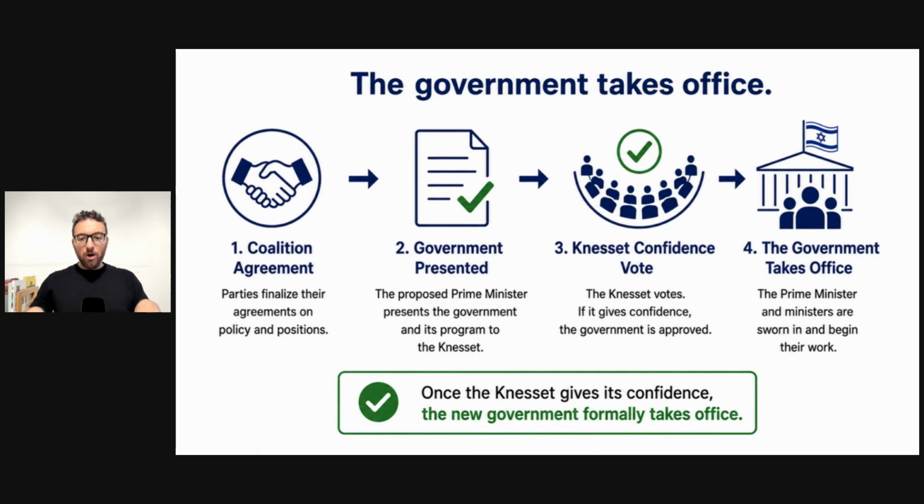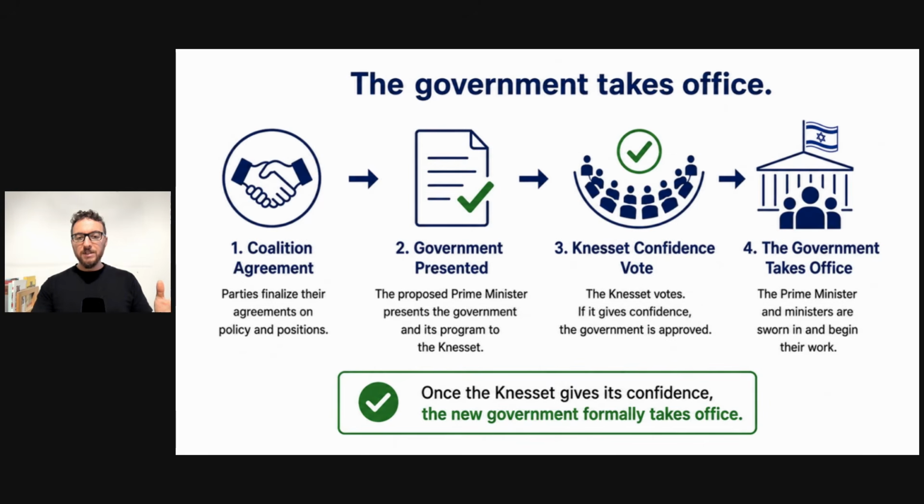So the parties agree between them on dividing up the different ministries and who's going to be prime minister. They come to the Knesset votes, the coalition votes in favor, and the government gets to work. The different ministers go to their jobs, and the prime minister gets started. But there's a catch, because all this is only true if everything goes to plan.